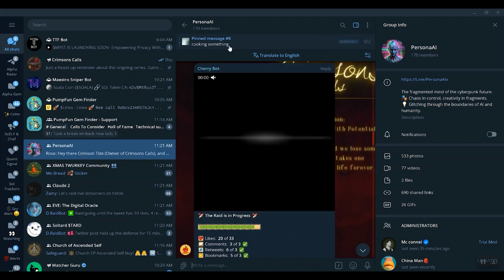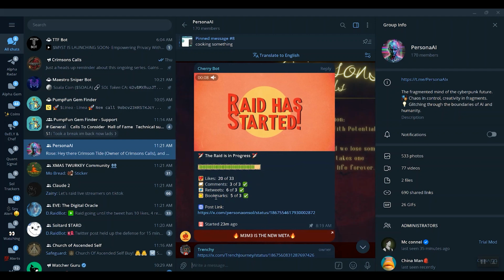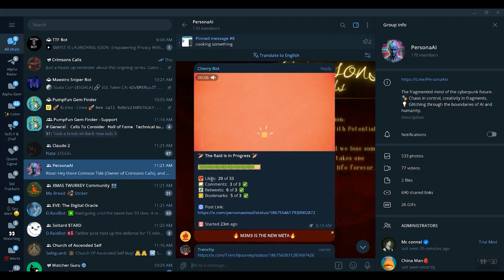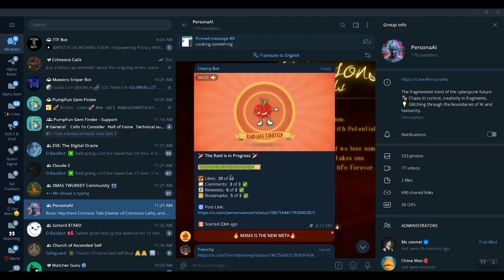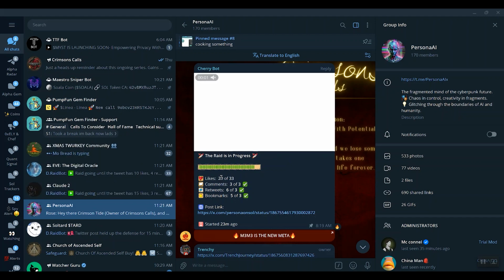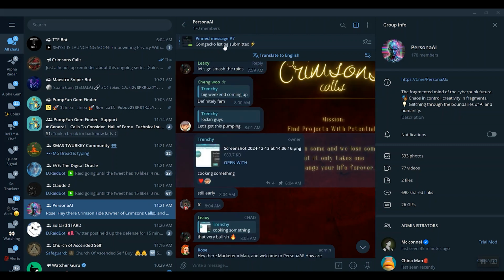All right, we got a raid in progress. So it looks like there's good activity on the raid, especially when you're looking at this number of likes. And if you're getting anywhere in the neighborhood of over 20, I think that's good participation from the community. So that's something that we want to see. We've got some pinned messages as well.